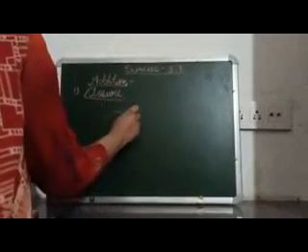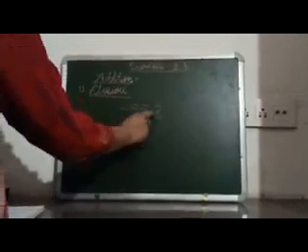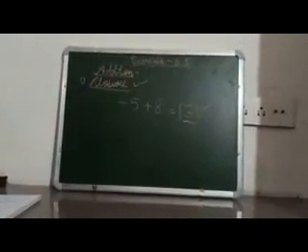Suppose I am taking minus 5. This is an integer. Plus 8. This is also an integer. And when we perform the addition, it will be equal to 3. So the answer is also an integer. So that means whenever we add two integers, the result will be an integer itself. So we can say that closure property holds good for the addition of integers.